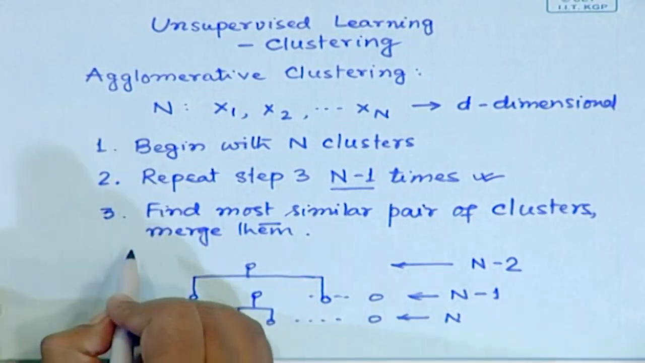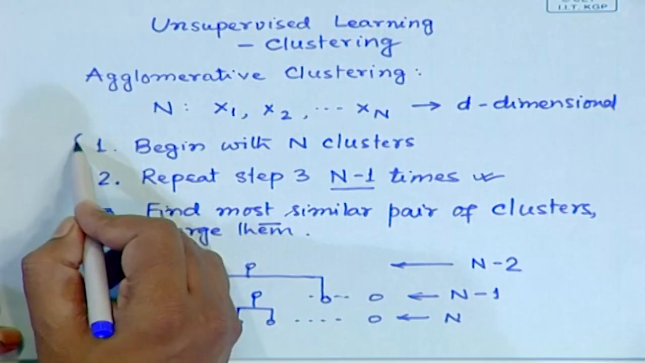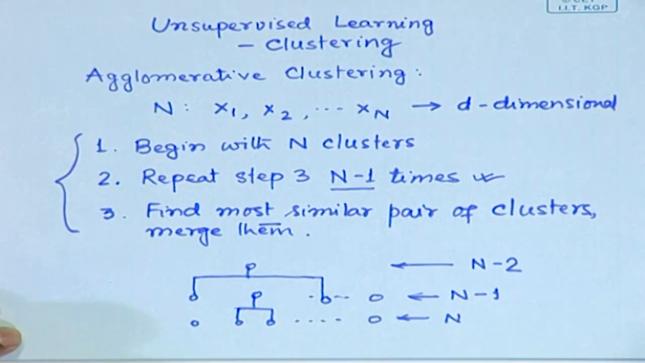I can terminate this algorithm at any step where I have attained the required number of clusters. So, I can specify the number of clusters that I need, and I can terminate this algorithm at any step when I reach the desired number of clusters. Okay. So, these are the basic steps in agglomerative clustering or bottom up agglomerative clustering.